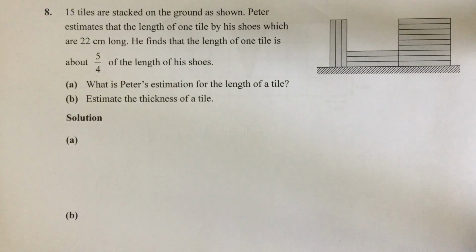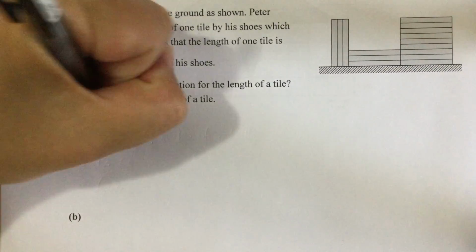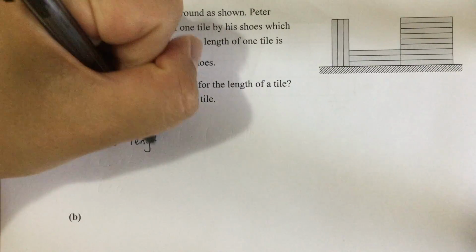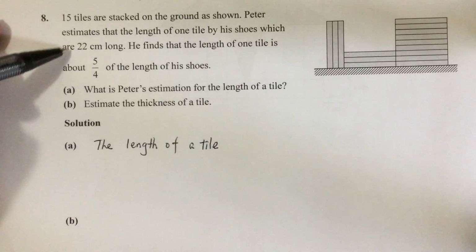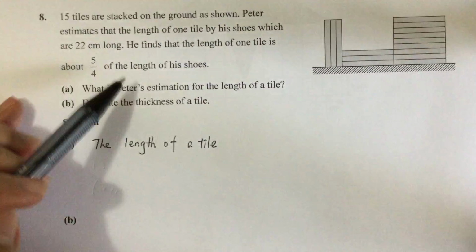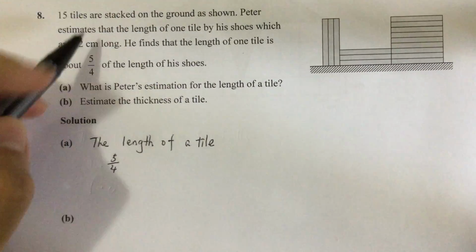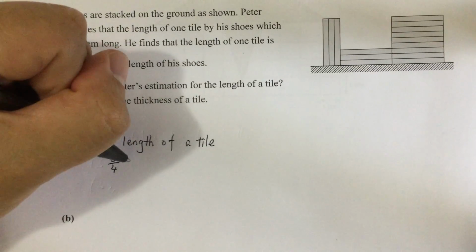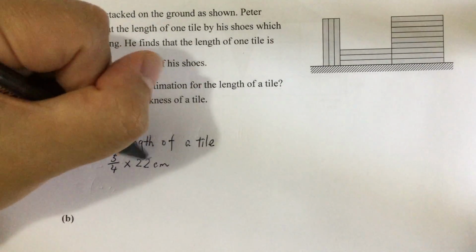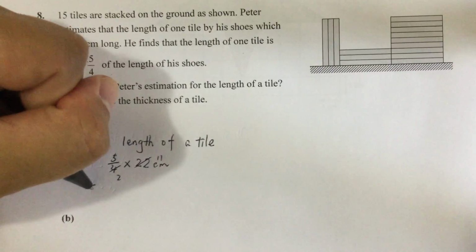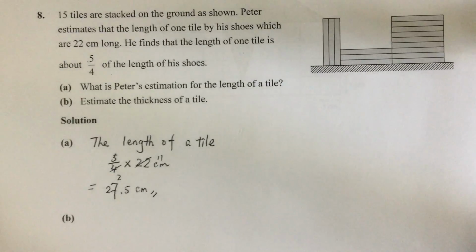Okay, now we will have the answer. For part A, you are going to find the length of the towel. So obviously, you will see this is 22 for a shoe, and then the length of one towel is about 5/4 of the length of the shoe. That means you times 22 cm here. So we can do the cancellation with 2, we have 11. So we have 27.5 cm for the length of a towel.